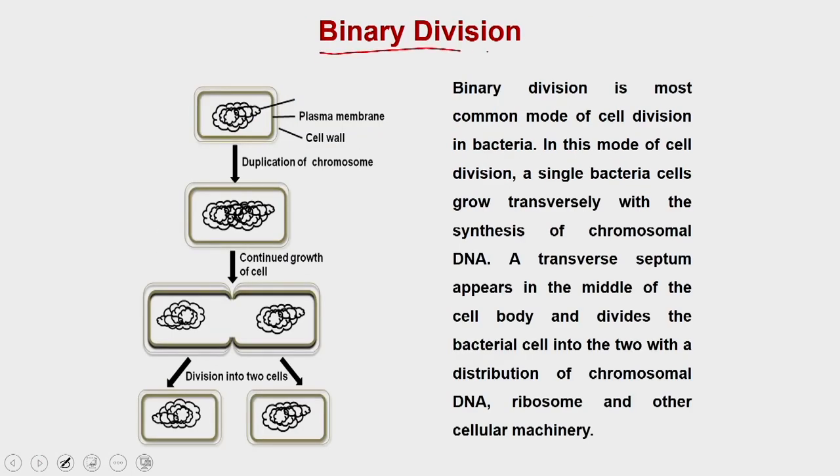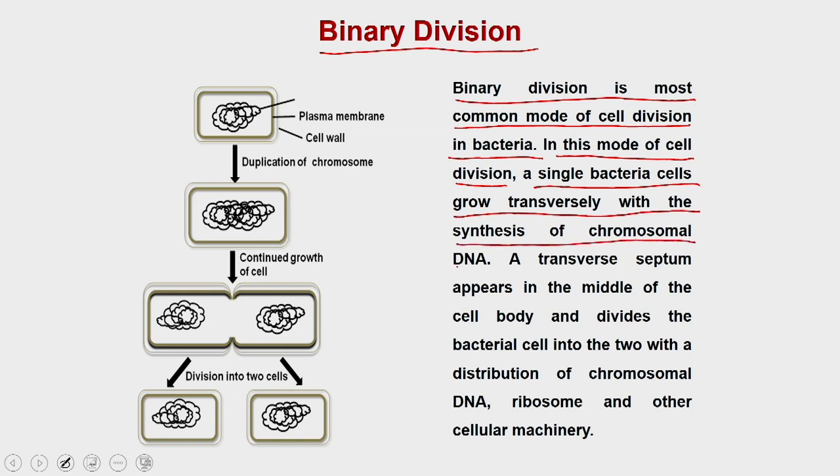So let's start with binary division. As we discussed, binary division is the most common type of cell division in bacteria. In this division, a single bacterial cell grows transversely with the synthesis of the chromosomal DNA. The single cell, which has the chromosomal DNA, replicates transversely, and once it replicates, it doubles its genomic contents. You have one genome like this, another genome like this, so you have two copies of the genomic DNA, one in this part, the other in that part, and then a transverse furrow divides this bacterium into two cells.